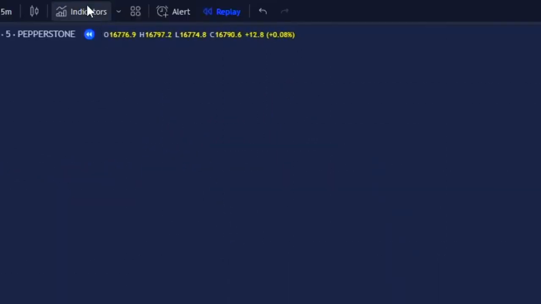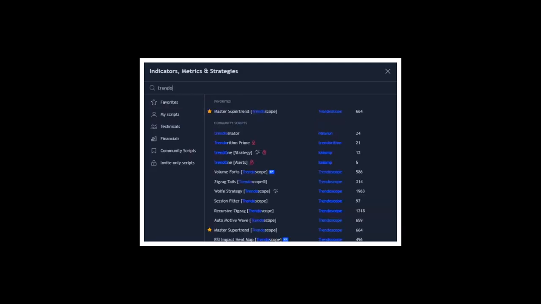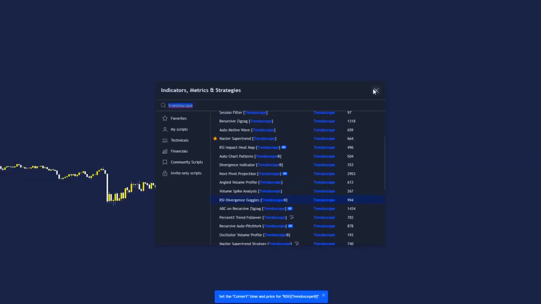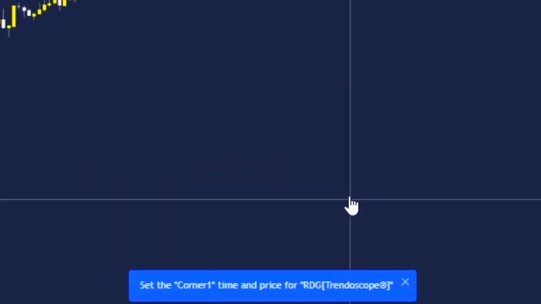Head up to the community script search, type in Trendoscope and add the RSI divergence goggles indicator, this one right here, to your chart. You'll notice the indicator wasn't added to the chart and you'll get a pop-up instead.